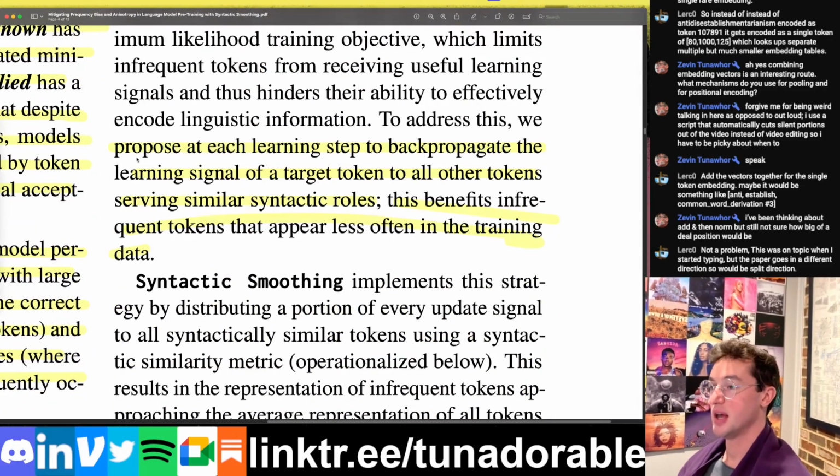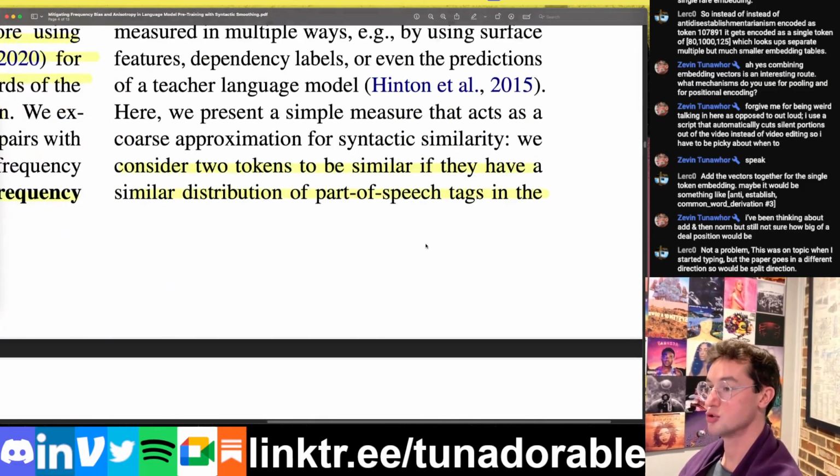They propose at each learning step to backpropagate the learning signal of a target token to all other tokens serving similar syntactic roles. This benefits infrequent tokens that appear less often in the training data. What does this exactly mean, though? How do they actually do this?